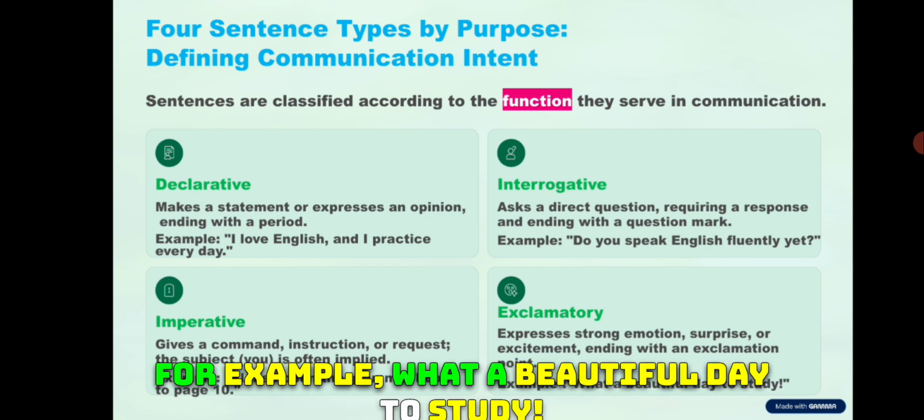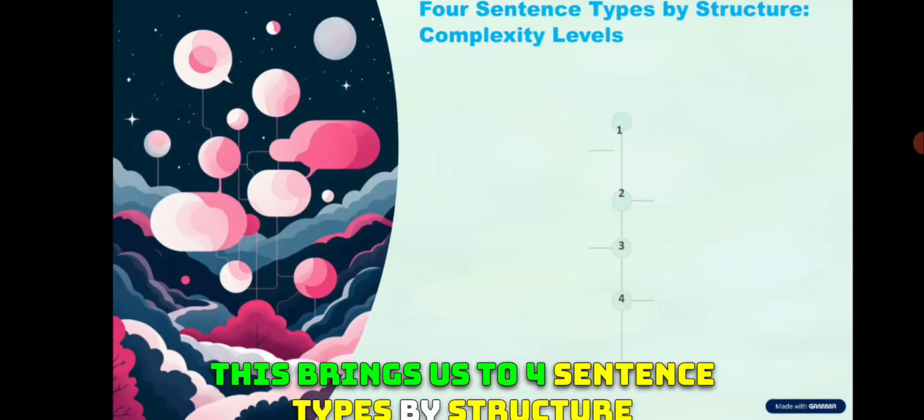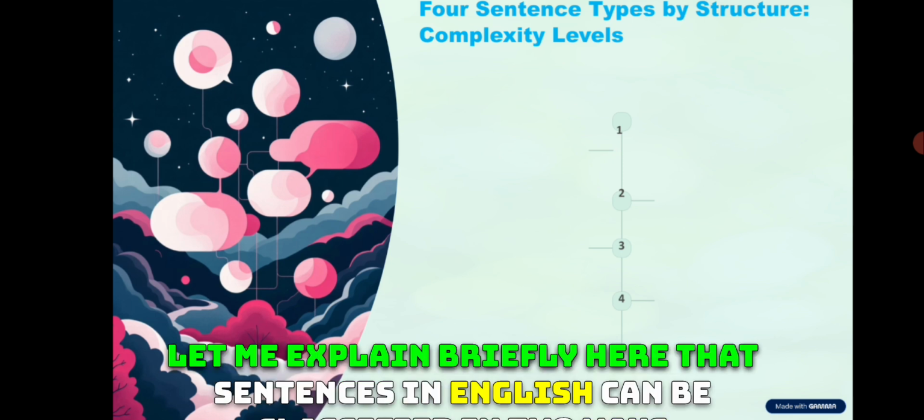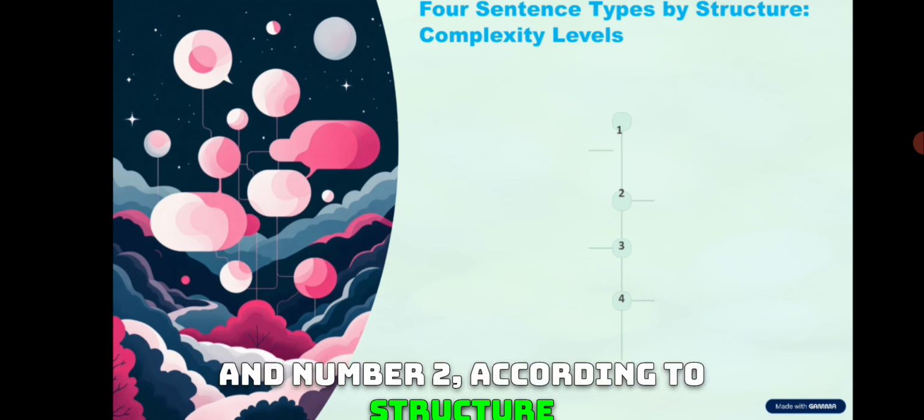For example, what a beautiful day to study. This brings us to 4 sentence types by structure. Let me explain briefly here that sentences in English can be classified in 2 ways. Number 1, according to purpose or function, and number 2, according to structure.